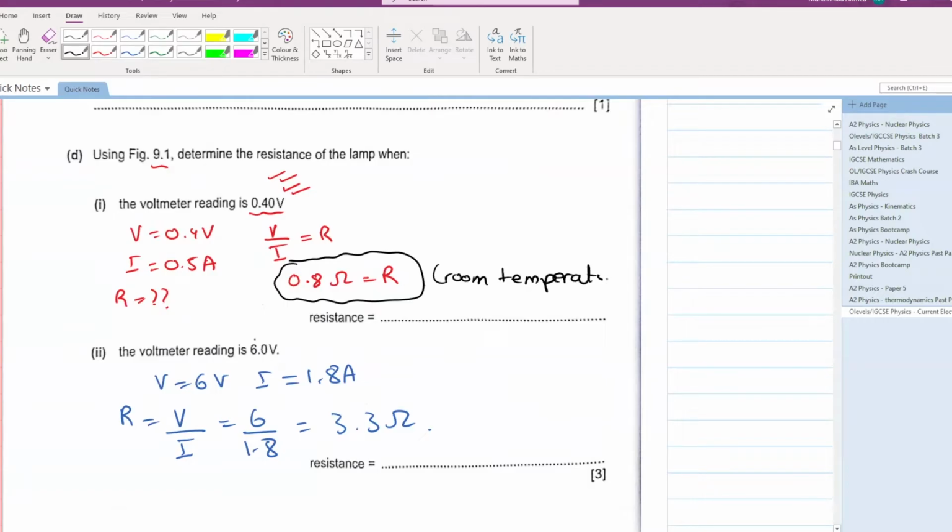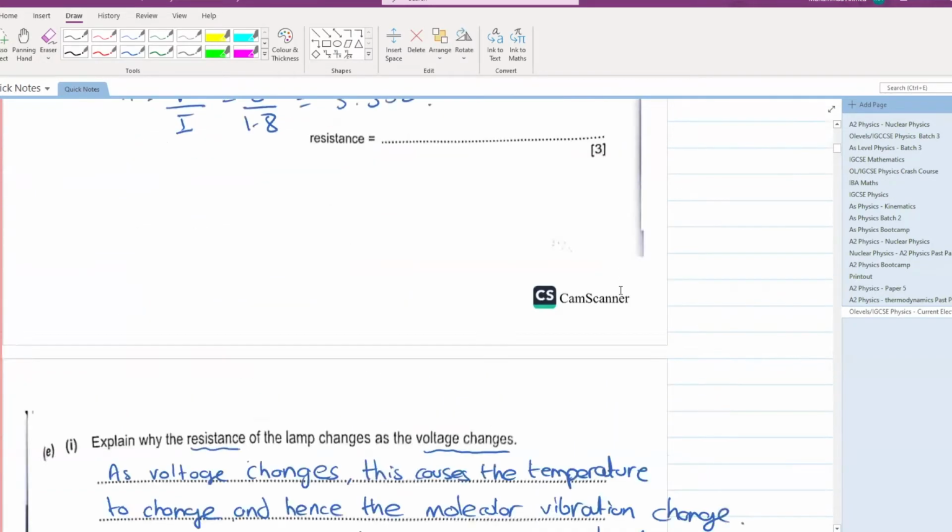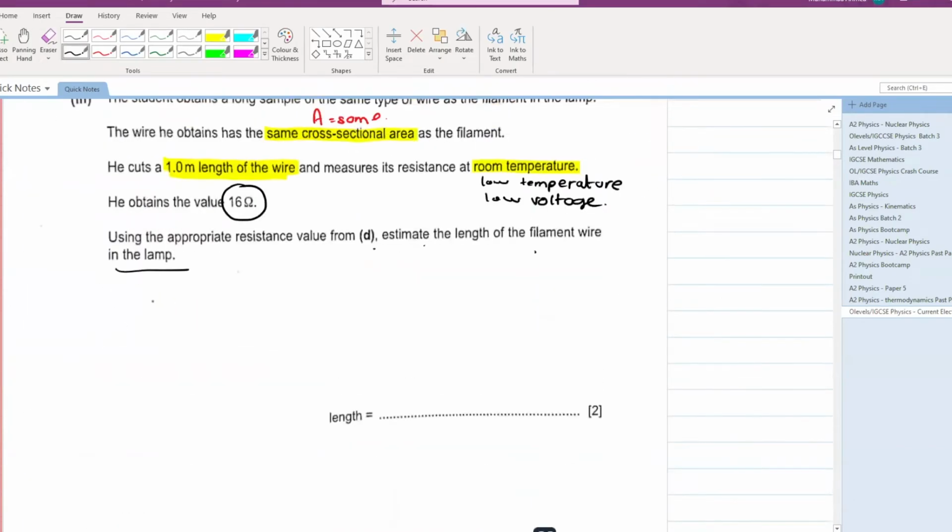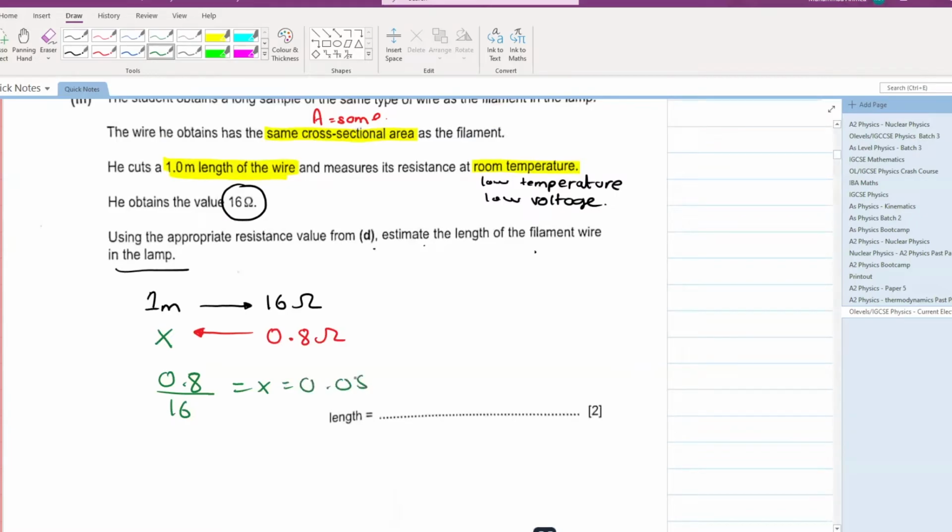Okay. Now, if at room temperature a length of 1 meter of wire has a resistance of 16 ohms and your filament lamp has a resistance of 0.8 ohms, what will be the length of your filament lamp? Just apply ratio method. Put an x here. 0.8 divided by 16 gives you your value of length or x. 0.8 divided by 16 gives you a value of 0.05 meters.